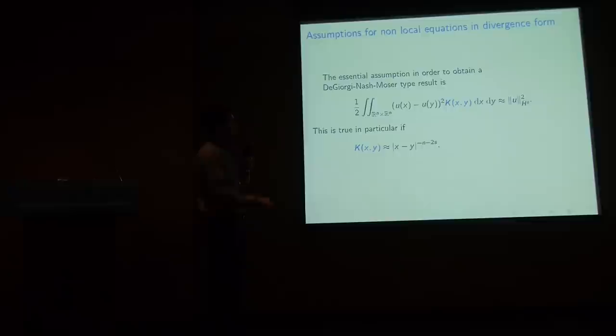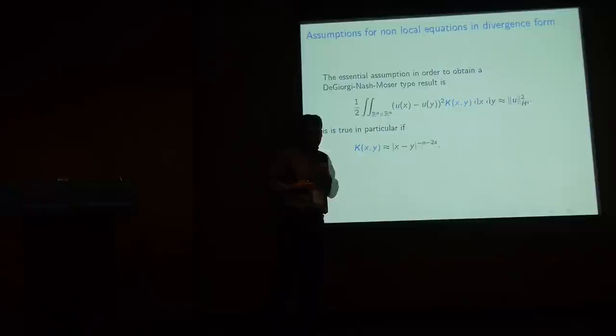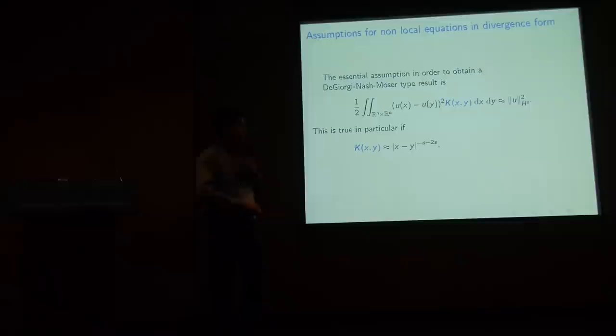So these are going to be equations. These are going to be operators of a fractional order, of an order that's strictly between 0 and 2. If this is an s here, this is going to be an operator of order 2s. So if we want to come up with some analog of the De Giorgi-Nash-Moser theorem, we need this quadratic form to be comparable to the Sobolev norm squared.